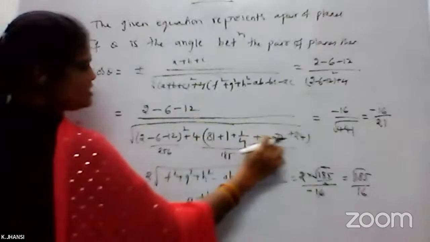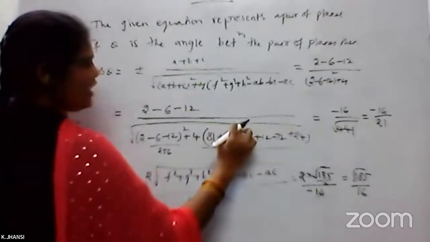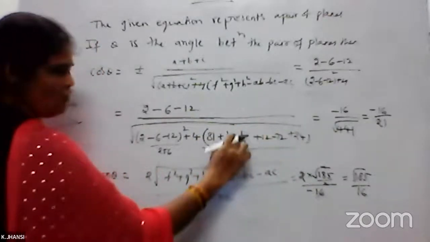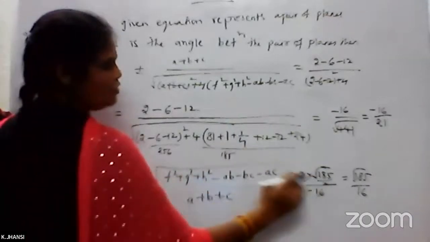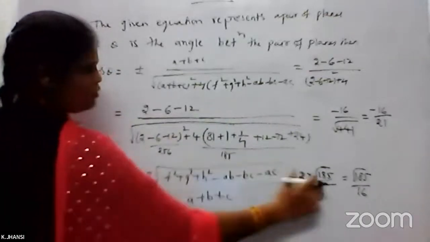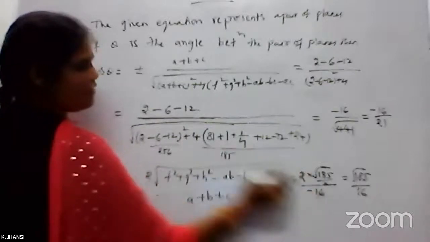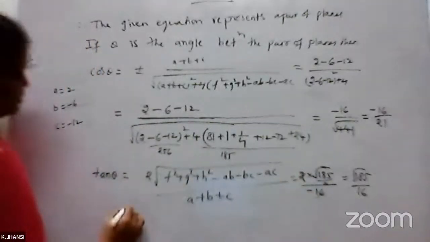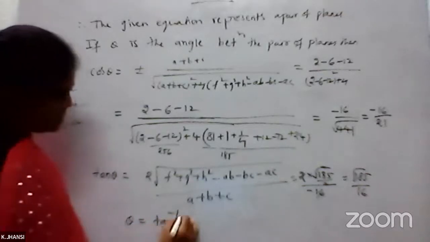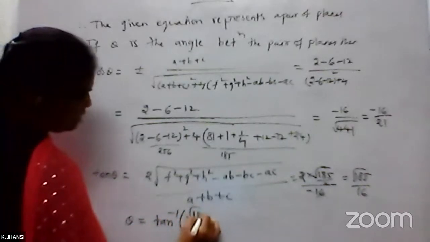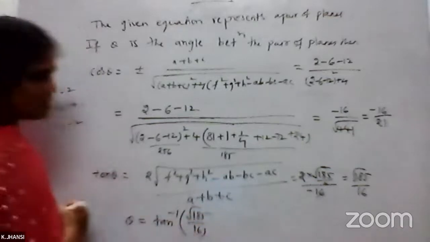See, this part is numerator. If you add, you will get 185 by 4. Under root is there, no? So this 4 you will get as 2. So this 2 and this 2 will both get cancelled. So root 185 by 16. Okay. So theta equals to, if it is tan inverse, it is root 185 by 16.